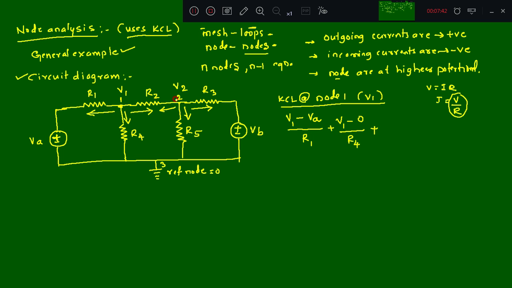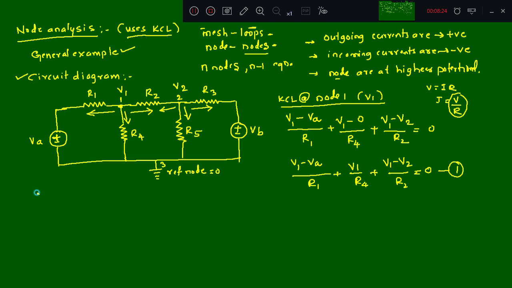What is the difference in the voltage here? V1 minus V2. Since we are writing with respect to the V1 node, V1 is at higher potential, therefore V1 minus V2. In that path, what is the resistance that appears? It is R2. With respect to this V1 node, all currents are outgoing, with no incoming currents, therefore the sum is equal to 0. So you can rewrite this equation as (V1 minus VA) divided by R1, plus V1 by R4, plus (V1 minus V2) by R2, which is equal to 0. Call this equation number 1.